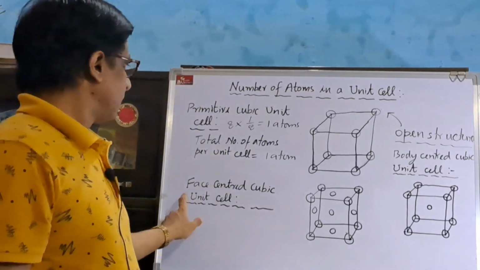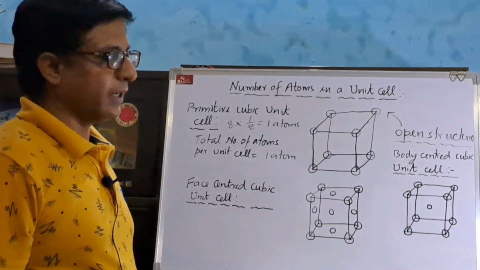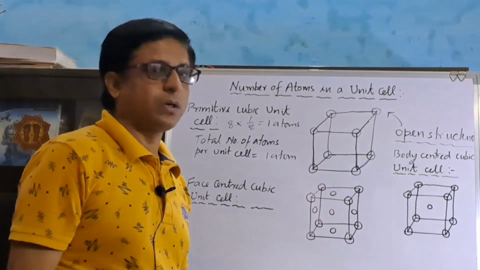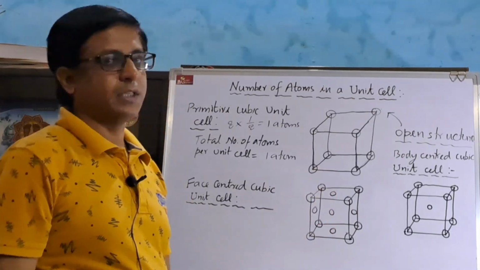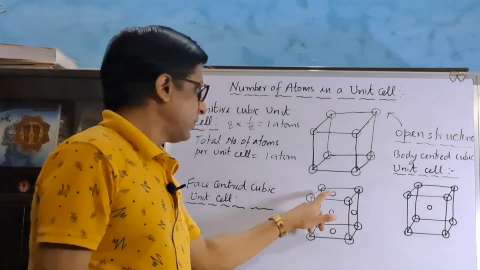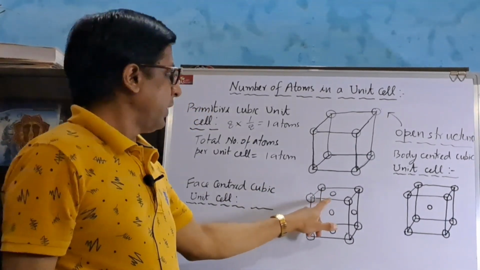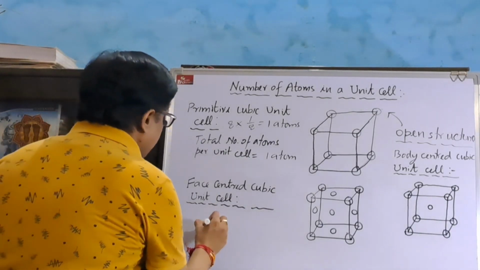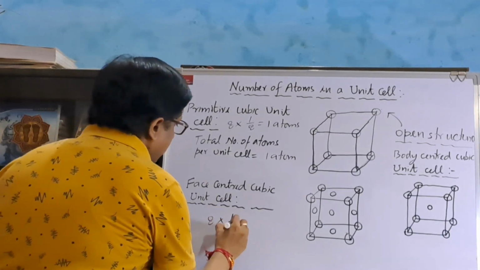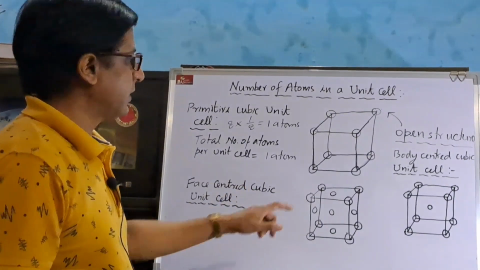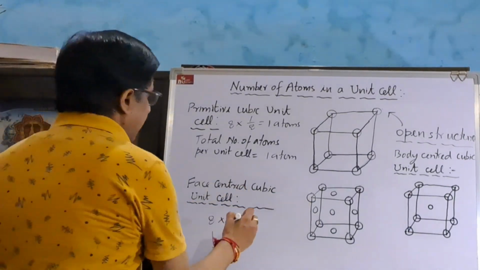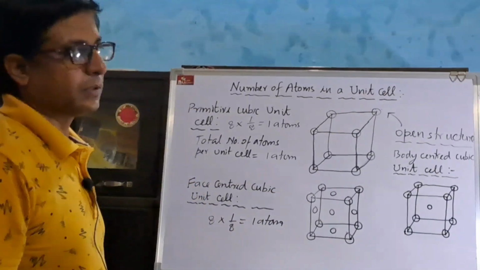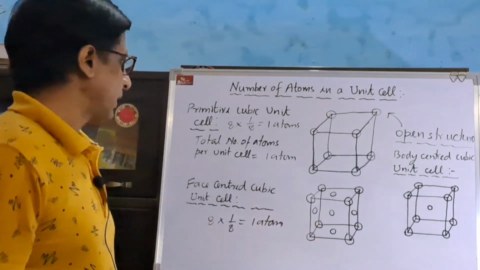Now take the case of face-centered cubic unit cell. In a face-centered cubic unit cell, besides the 8 corners, atoms are also present at the center of 6 faces. First, we shall calculate the contribution of corner atoms. Since there are 8 corners and each corner atom is shared by 8 unit cells, 8 into 1 by 8 is 1 atom. The contribution of corner atoms to a particular unit cell is 1 atom.